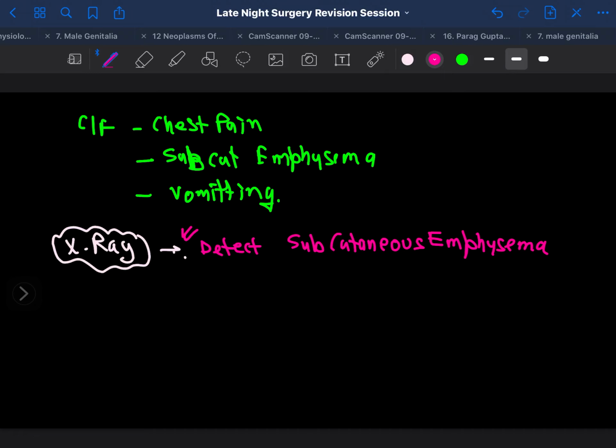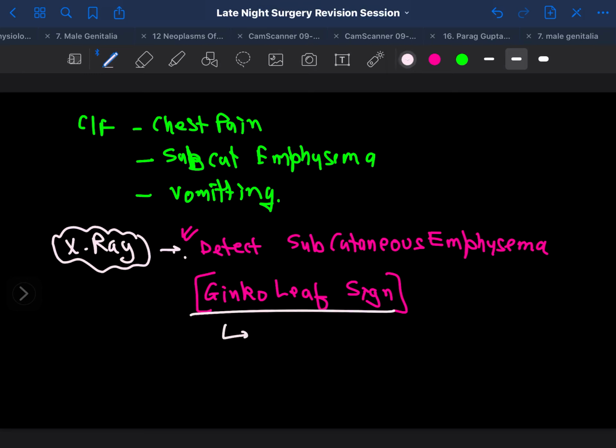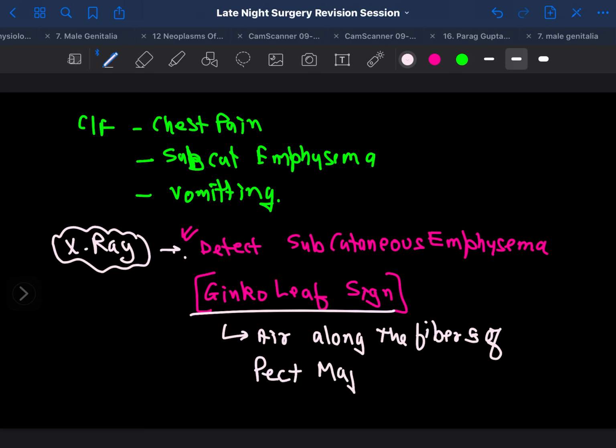Another important finding which you might get on an X-ray is called the ginkgo leaf sign. So what is this ginkgo leaf sign, or ginkgo leaf appearance? What is happening in this? There is air which is accumulated along the fibers of the pectoralis major muscle.